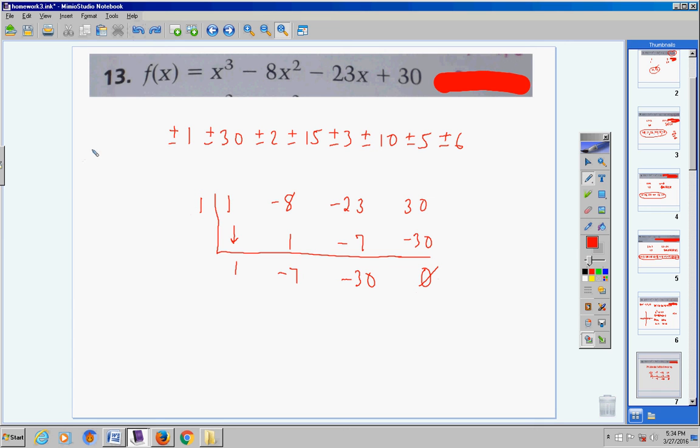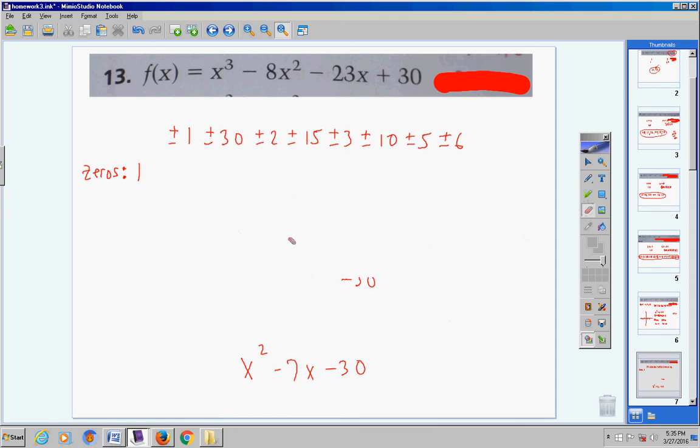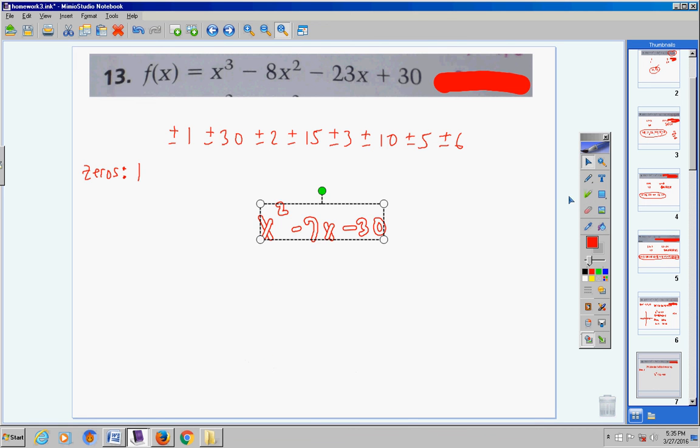So I'm going to come up here and put zeros equal. My zeros so far are 1. Now, my degree is a 3rd degree, so I go 1 less than that. I'm left over with a 2nd degree. So my function now is x squared, -7x, -30. So maybe I can factor that. If I can't factor this, then I have to use synthetic division on this and test some more zeros, okay? Right, here we go.